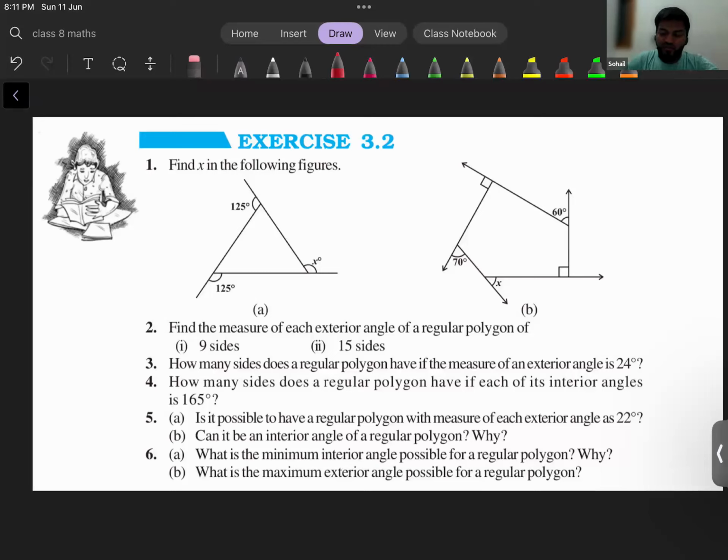What is the sum of the exterior angles of any polygon? That's 360 degrees. Just add all the exterior angles and equate it to 360 degrees, then you will get your answer. So it is 125 plus 125 plus x here, because there are three exterior angles, 125, 125 and x. That equals 360 degrees. Just find out the value of x.